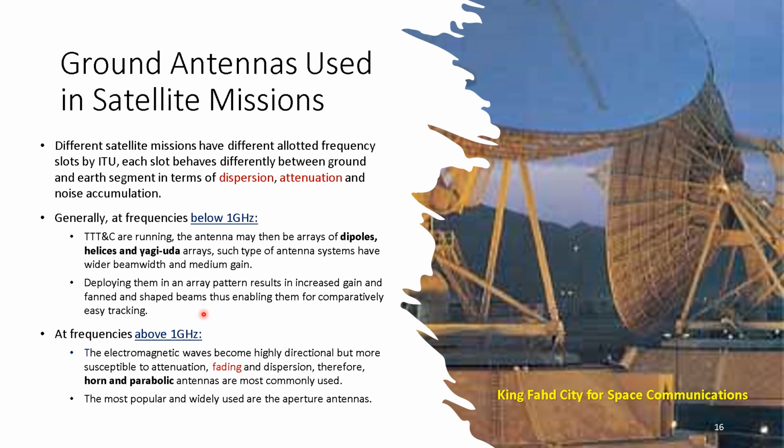And that enables them to be used for tracking applications. We also have frequencies above 1 GHz. And of course, they result in different fading and dispersion. For that case, we use horn and parabolic antennas. And this is why we discussed some time about the aperture antennas, because these other frequencies are usually more than 1 GHz.